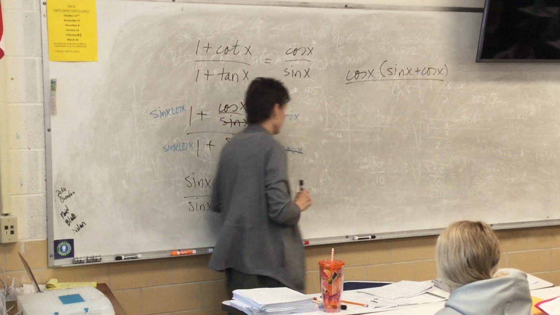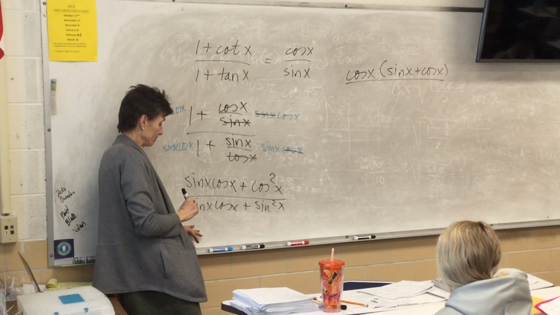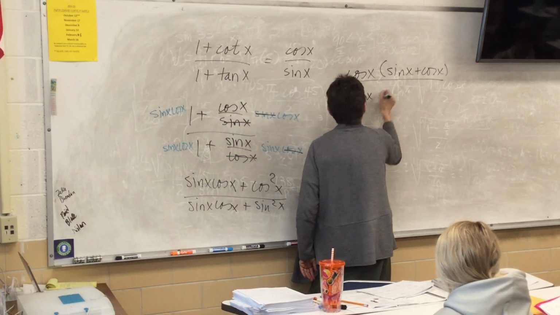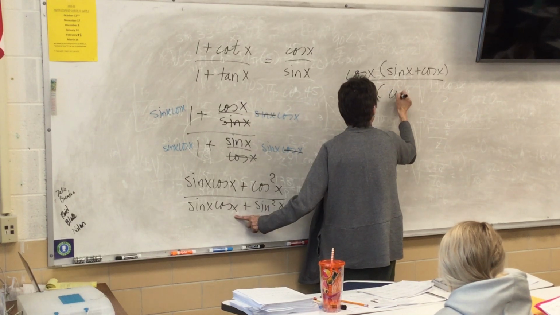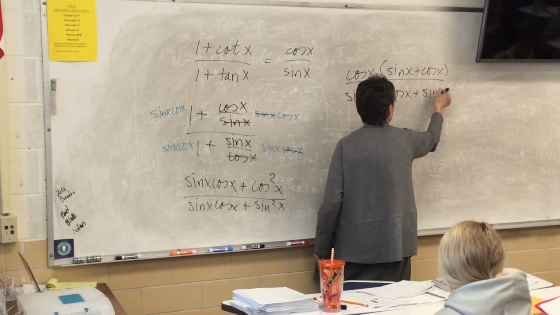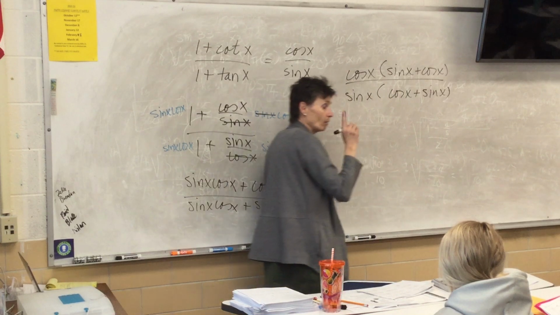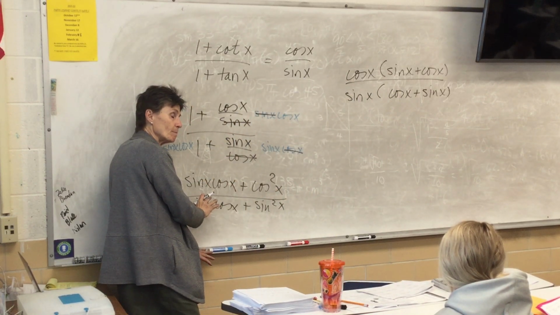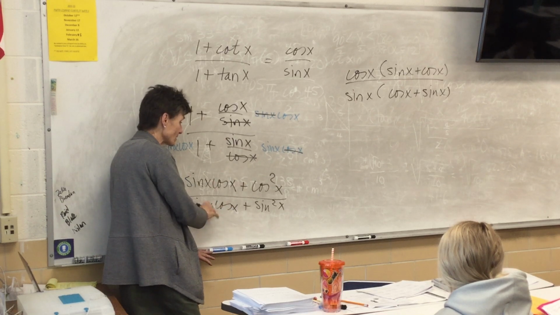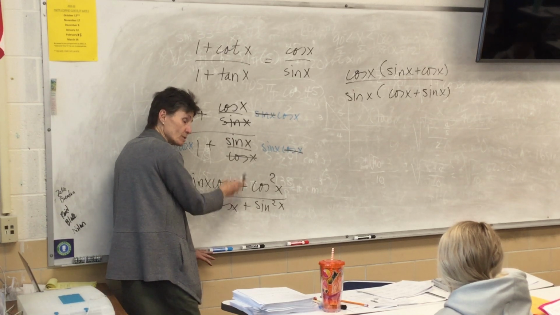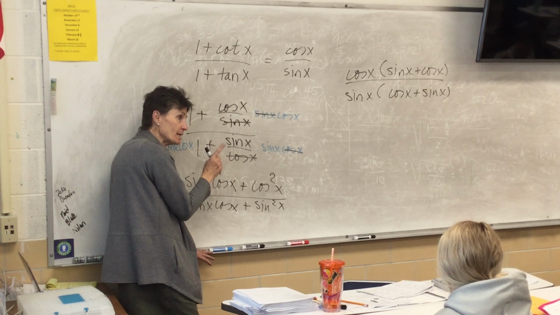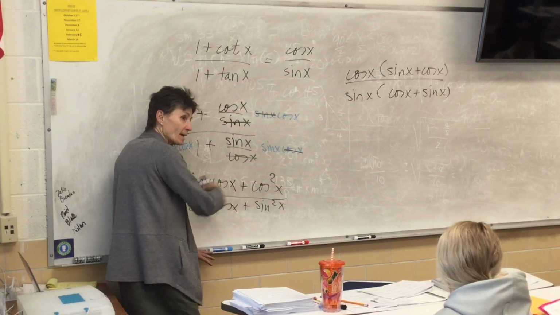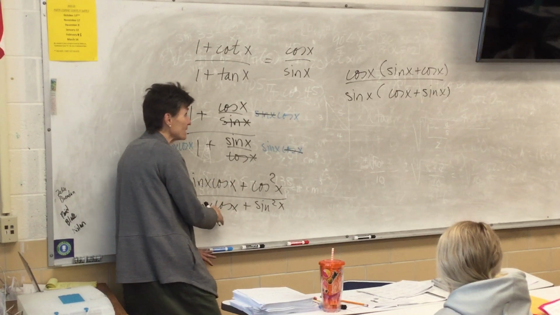Okay, what about the bottom? Can I take anything out of the bottom? Sine. And that'll leave me with cosine plus sine. Now, at this point, nothing can cancel. Because the only way you can cancel when you have additions or subtractions is if you can cancel the whole shebang. Well, you can't here. These don't match. So there's no canceling that can happen here.